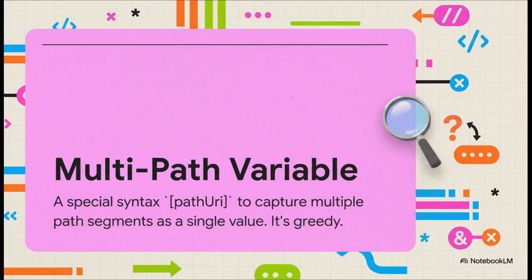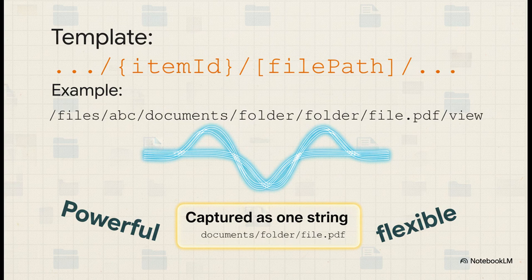Now, this is where things get really interesting. What if you need to capture something that spans multiple path segments, like a full file path? URIUtil has this unique syntax for that exact problem, the multipath variable wrapped in square brackets. And let me tell you, this thing is greedy. It'll snatch up as many segments as it can. Check out this example. That /path variable is in greedy mode. It captures that whole middle section, documents/folder/file.pdf, as one single string. This is an absolute game changer for routing to files or any time a part of your path is dynamic in length. Super powerful stuff.